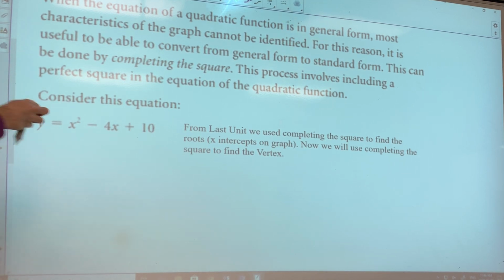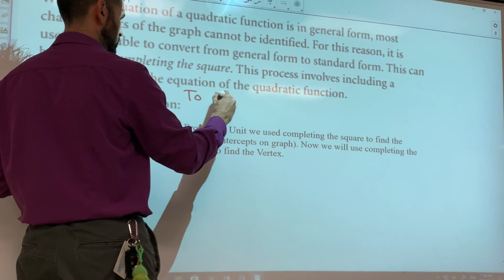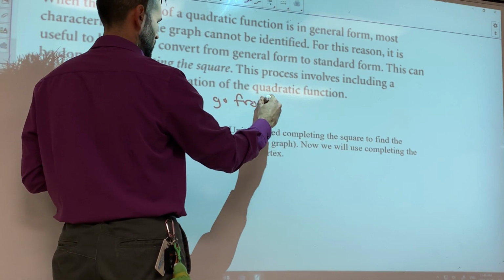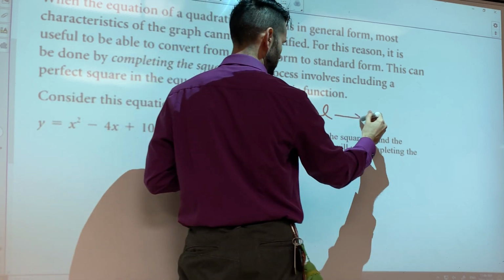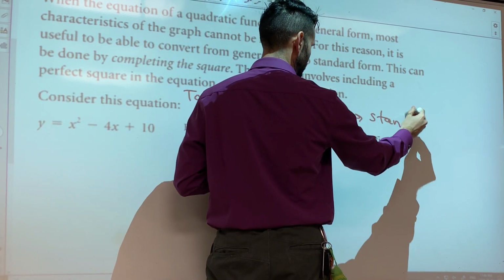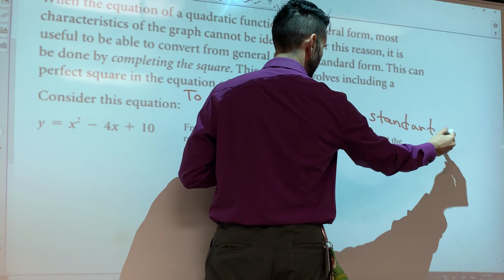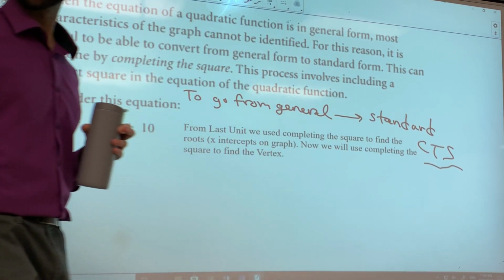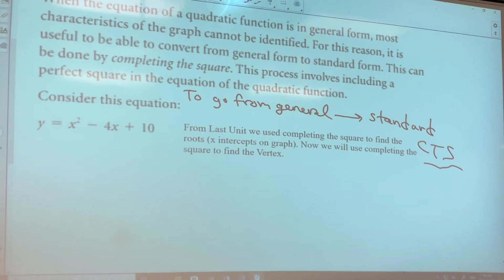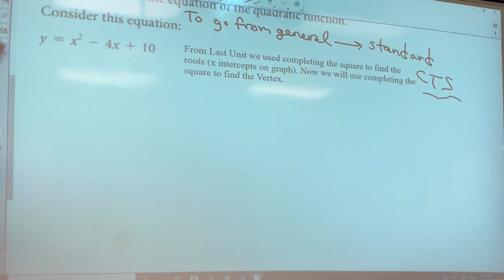Okay, and the way to do that, to go from general to standard form, you're going to CTS. What does that stand for again? It's not an Asian boy band. CTS? Complete the square. Yeah? But it's going to look a little different. So let's do this example, see what it looks like.